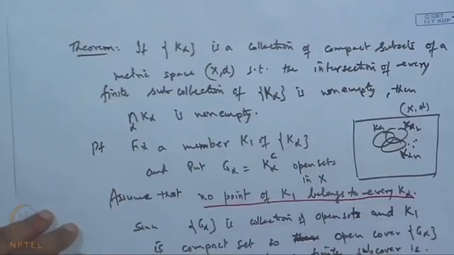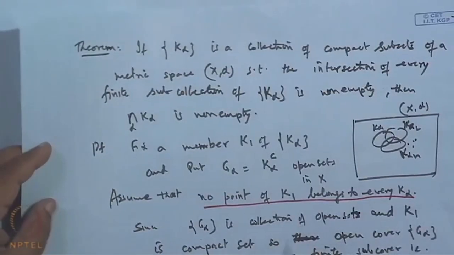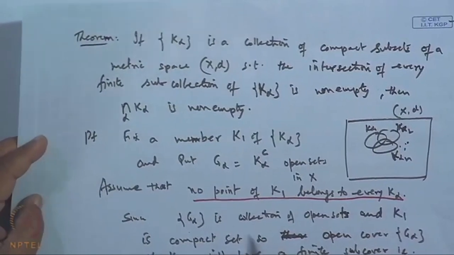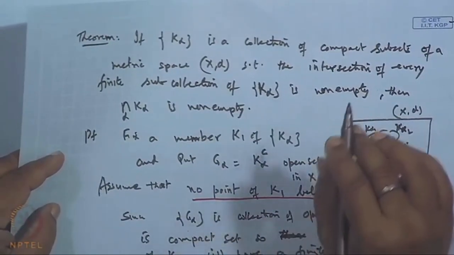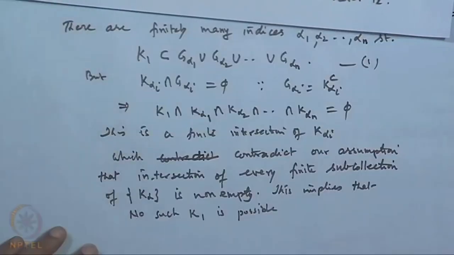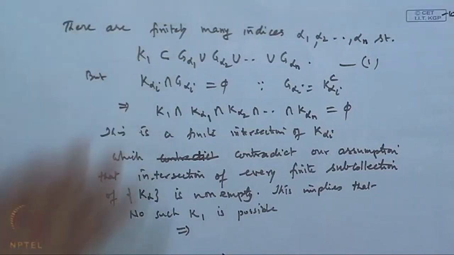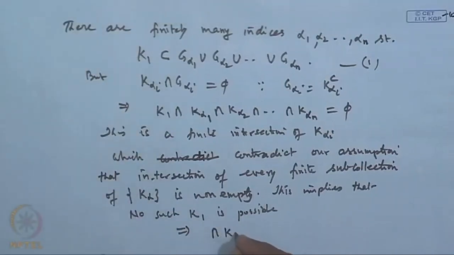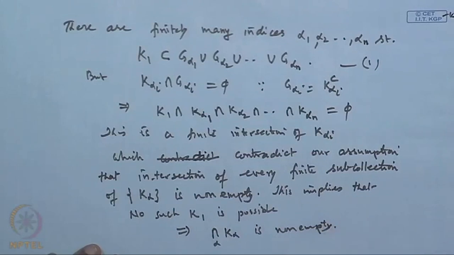It means whenever you take the points, it belongs to at least one of them, and so it will belong to all of that alpha. That's what he's saying. Okay, so this implies that the arbitrary intersection of K alpha over alpha is a non-empty set, because our assumption is wrong.